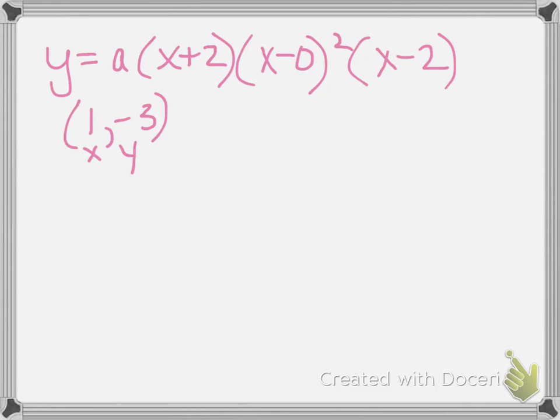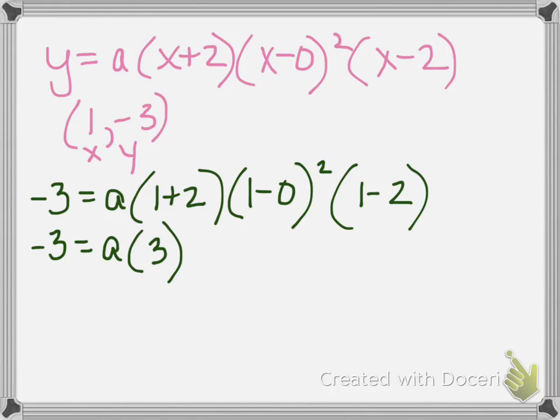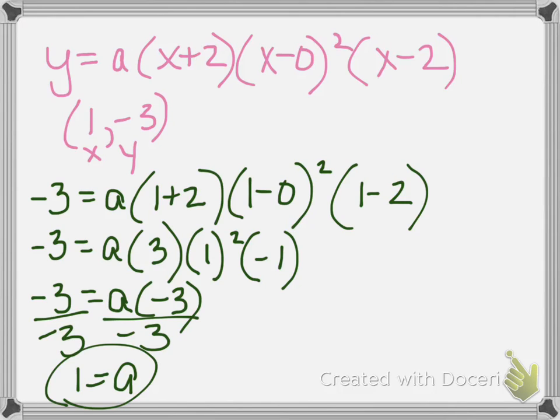So I'll plug in -3 equals a times, and then I plug in 1. So 1 plus 2, 1 minus 0 squared, and 1 minus 2. So -3 equals a times 3 times 1 squared and times -1. -3 equals a times... 1 squared is 1. 1 times 3 is 3. And 3 times -1 is -3. So I have to divide both sides by -3 to find out that a equals 1.